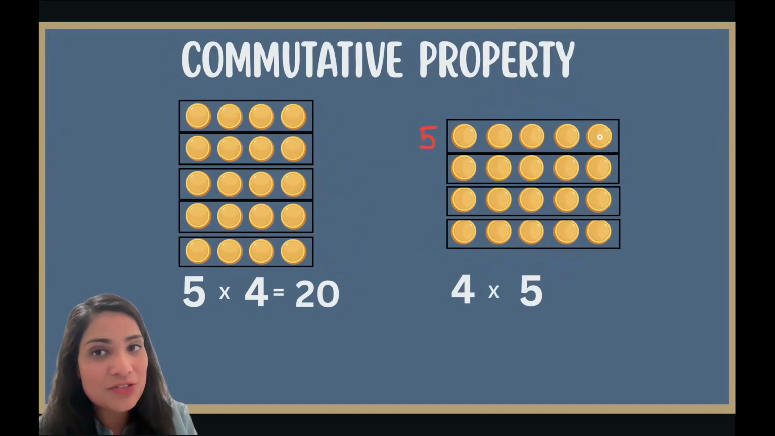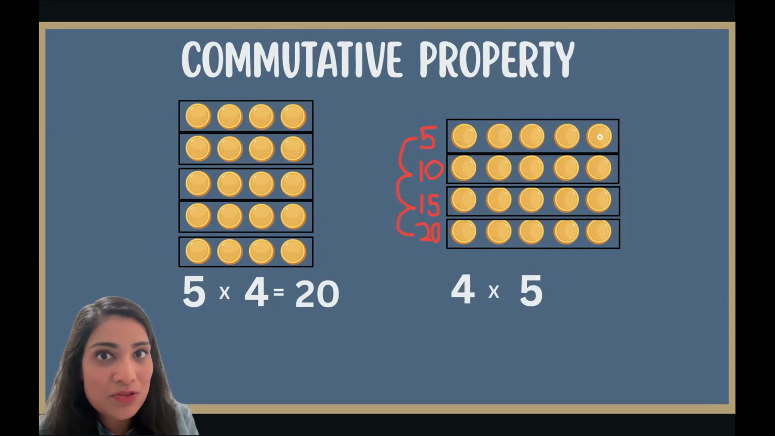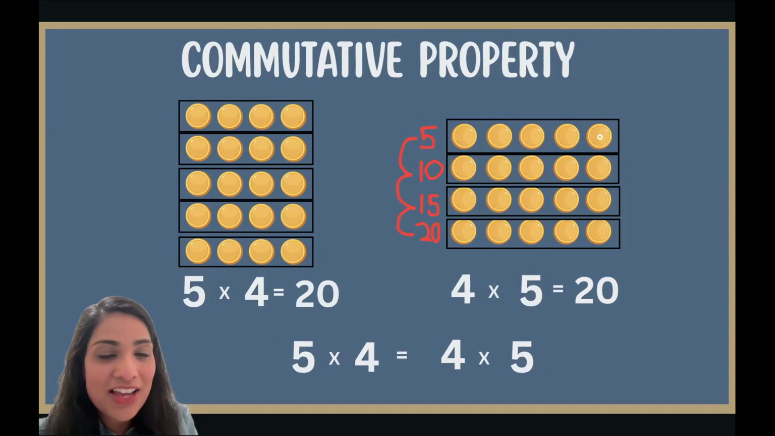Okay, the expression becomes 4 times 5. We'll use skip counting. 5, 10, 15, 20. 4 times 5 is 20. What do you see? Yeah, 5 times 4 is same as 4 times 5.